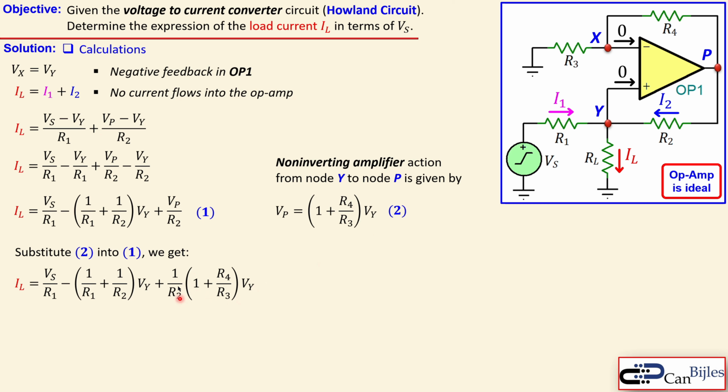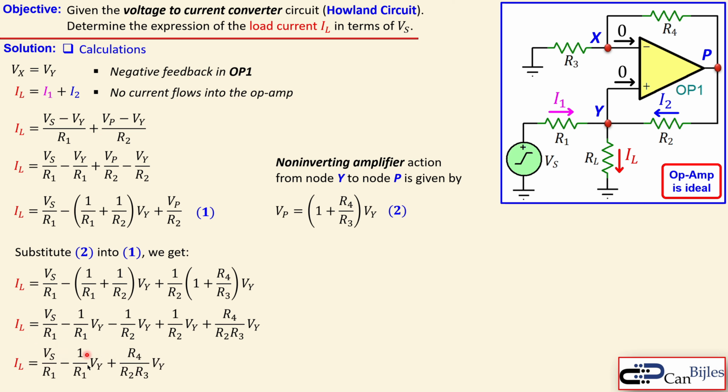Now we can work out the parentheses here, so 1 over R2 times 1, and then 1 over R2 times R4 over R3, and both of them of course times Vy. Then we get this situation. I also worked out the parentheses here, so you can see minus 1 over R1 times Vy, minus 1 over R2 times Vy, and then 1 over R2 times Vy, and then R4 over R2 times R3 times Vy. So we have a lot of terms with Vy, but you see that this term and this term will cancel each other out. That's fine. So we have actually these 3 terms now.